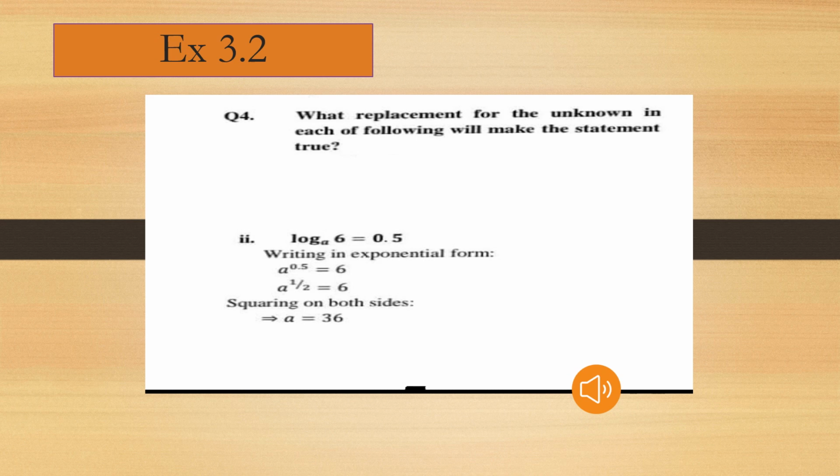Okay, students, you know that 0.5 is equal to 1 over 2. So, in the next step, I will write a raised to the power 1 over 2 is equal to 6. Now, taking square on both sides, you know that the square and 1 over 2 cancel each other. So, on the left hand side, there is only a remaining, and 6 square will be equal to 36. So, your answer of a is 36.